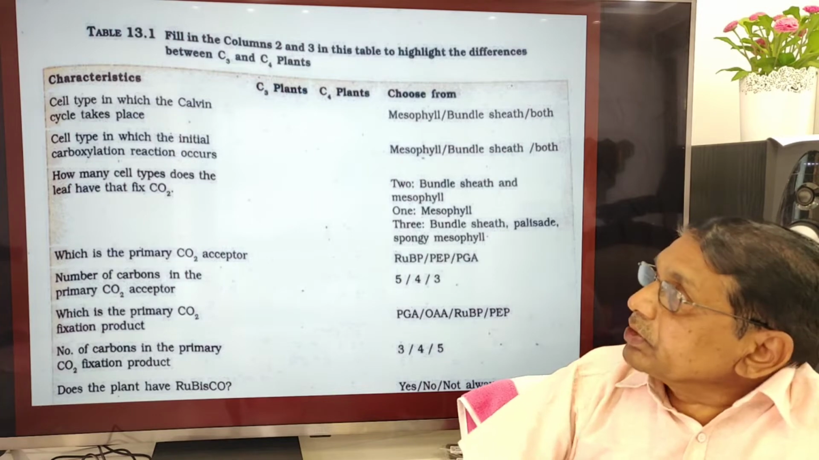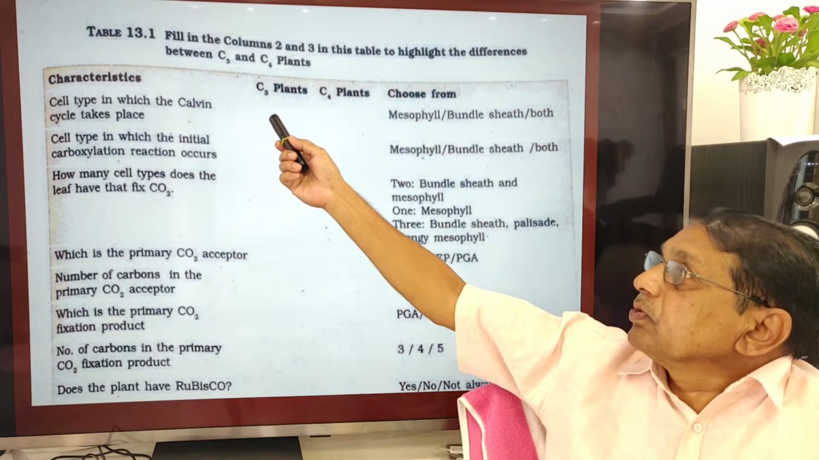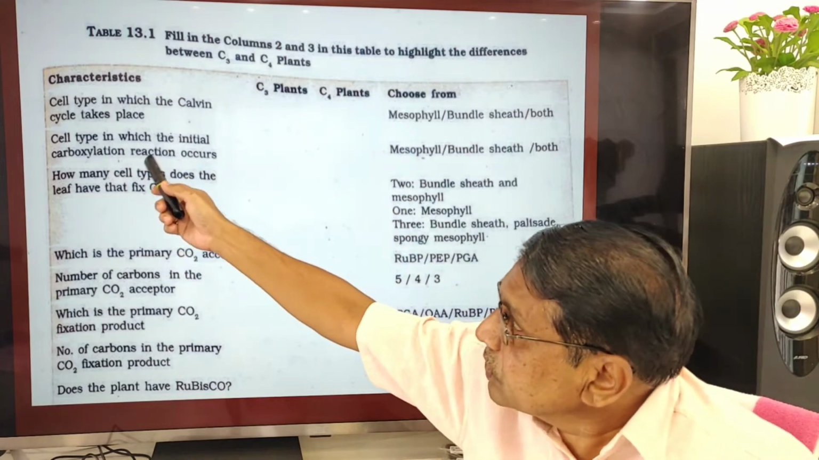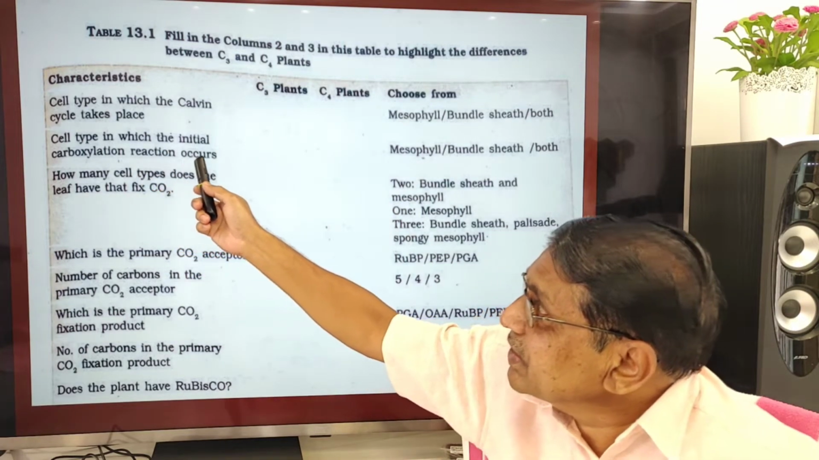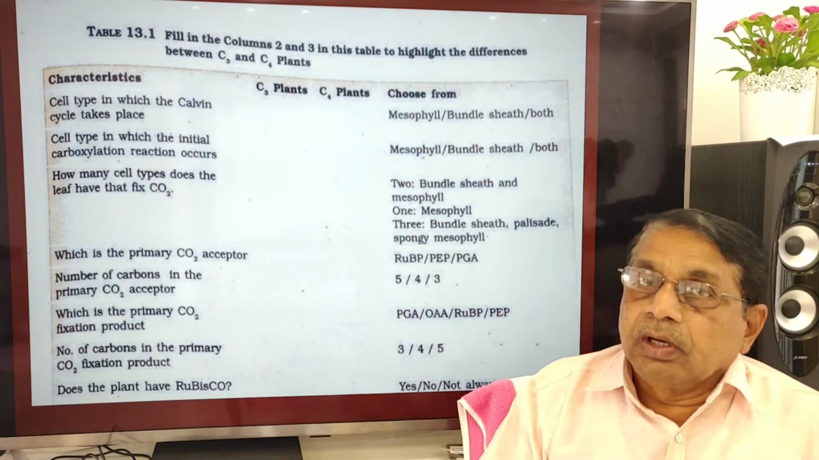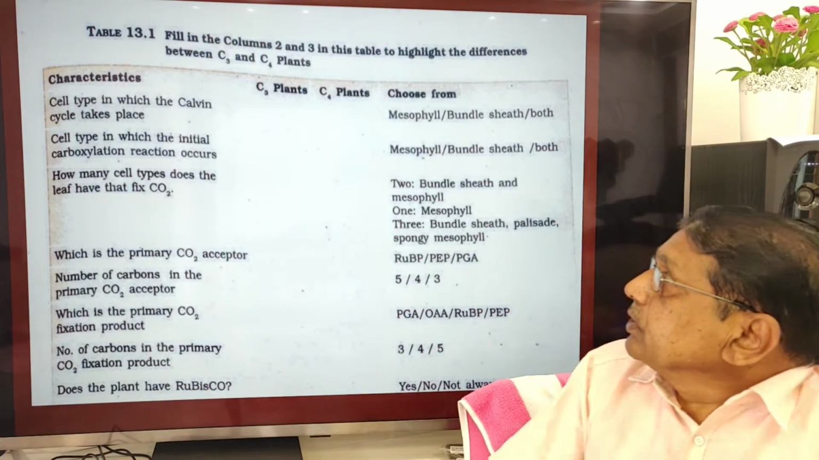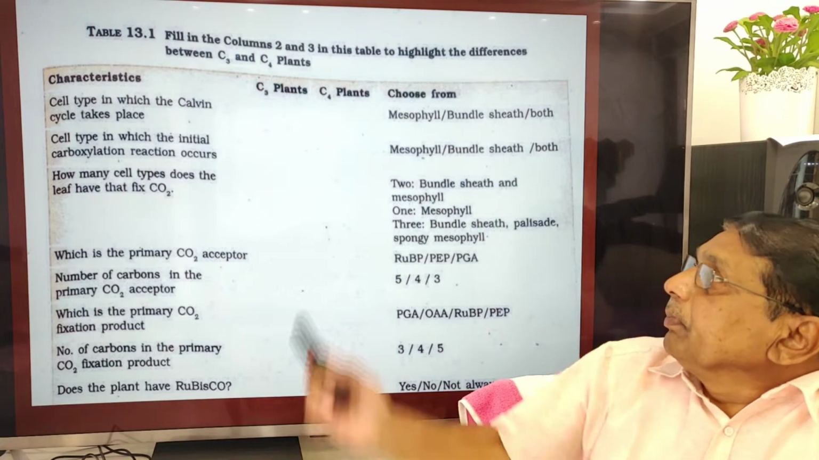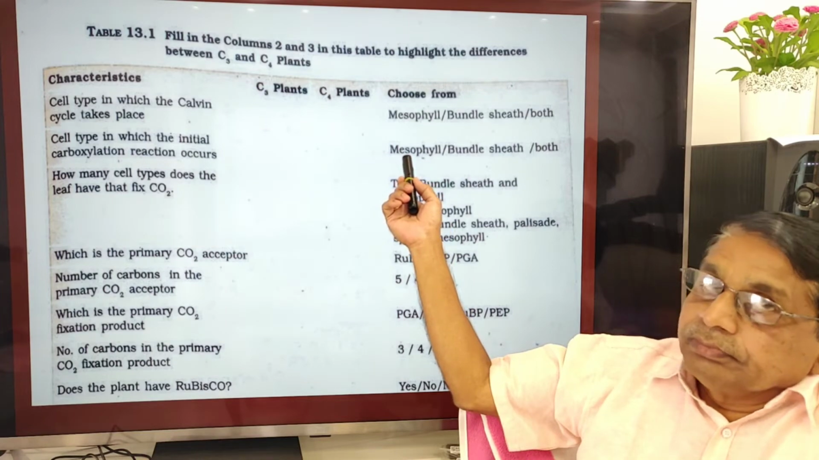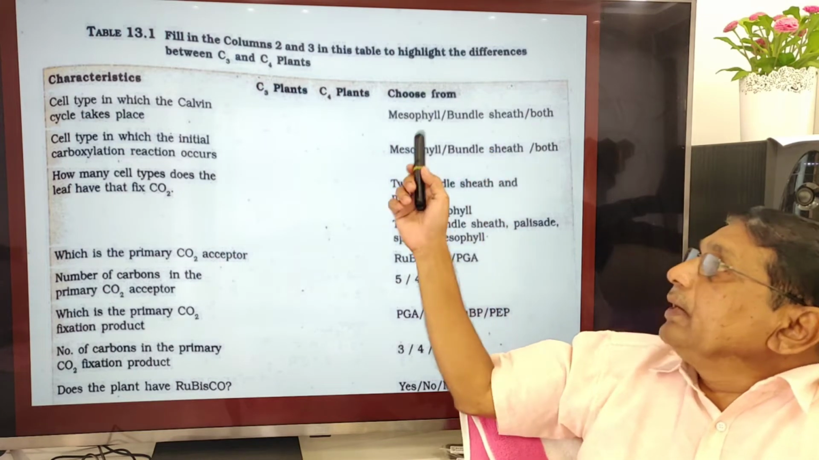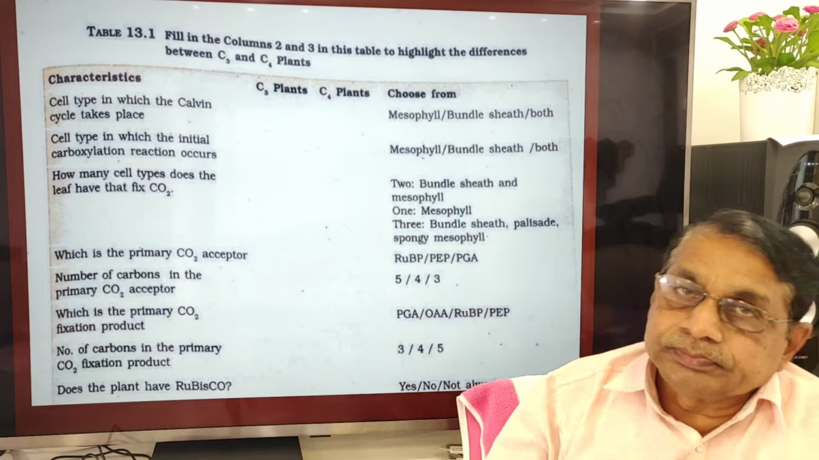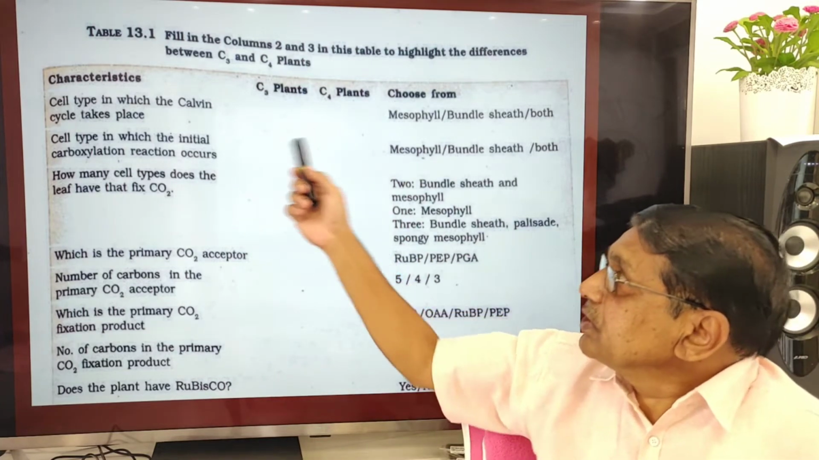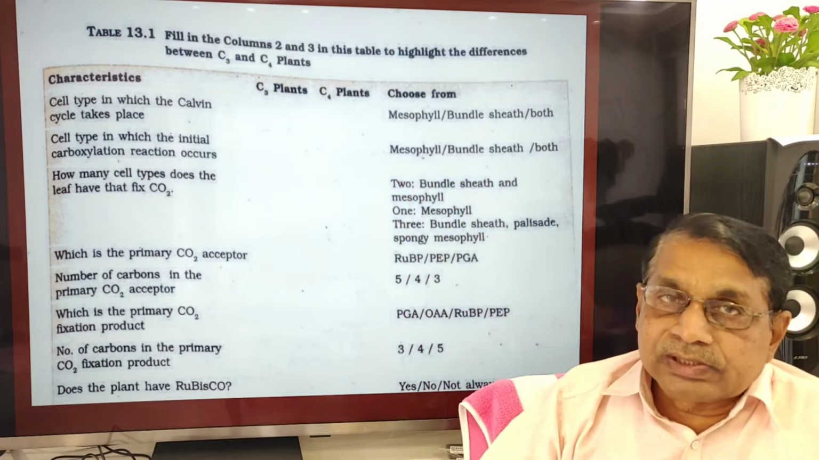In C3 plants, mesophyll. In C4 plants, bundle sheath. Cell type in which the initial carboxylation occurs, RuBP absorbing the carbon dioxide. In C3 plants, mesophyll. In C4 plants also mesophyll. In both cases, in C3 plants and C4 plants, carboxylation will take place in mesophyll cells.